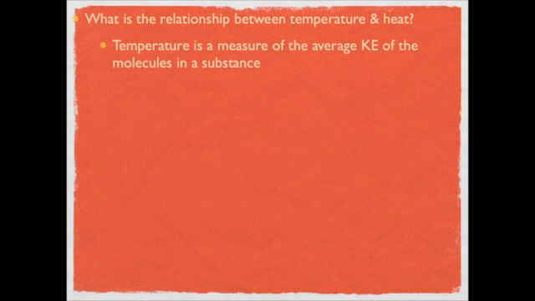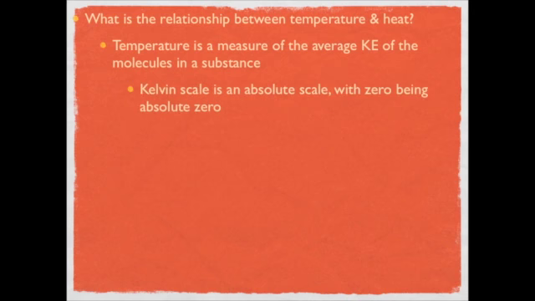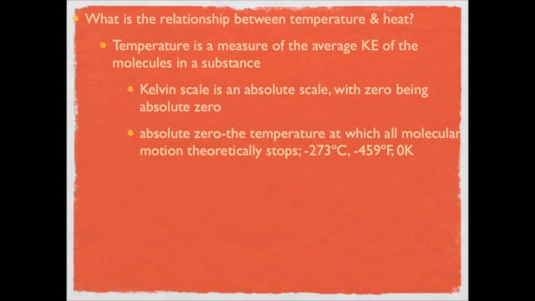However, there is one other temperature scale, and that would be Kelvin. The Kelvin scale is an absolute scale, with 0 being absolute zero. So what is absolute zero? I thought you'd never ask. Absolute zero is the temperature at which all molecular motion theoretically stops. That's negative 273 degrees Celsius, negative 459 Fahrenheit, and 0 Kelvin. This temperature is so cold that the molecules no longer move.